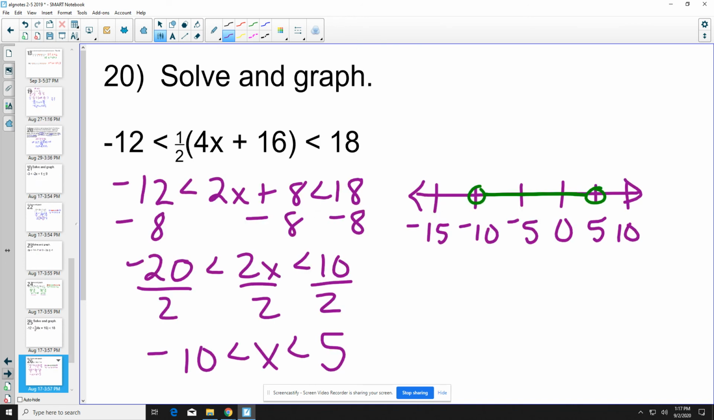So your first step was to use the distributive property. You take a half times 4x to get 2x, a half times 16 to get 8. Then you take away 8 from all three parts to get negative 20 is less than 2x, which is less than 10. Divide by 2. If you divide by a positive 2, you don't flip. So your answer should be negative 10 is less than x, which is less than 5. So x is a number that's less than 5, open circle at 5, shaded to the left, but also greater than negative 10, open circle at negative 10, shaded to the right.